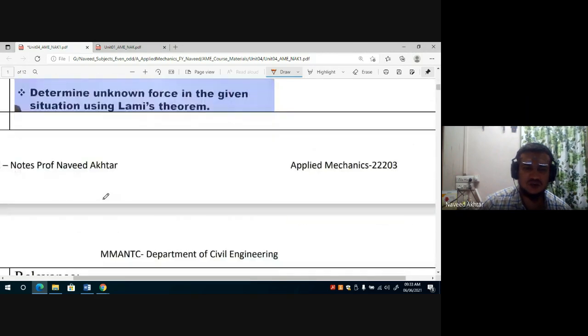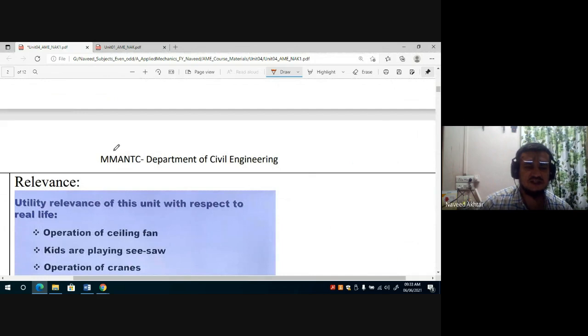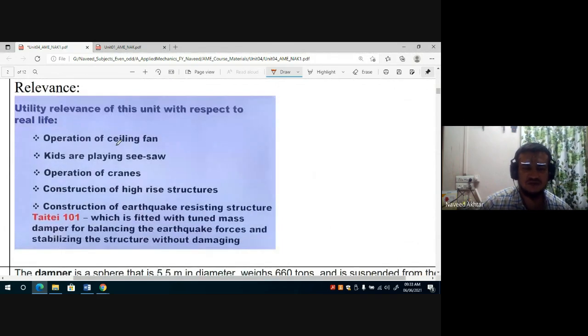Now, what is the relevance of this unit with respect to real life examples? Daily we are watching the operation of the ceiling fan, kids playing seesaw, and operation of the crane. These are the examples of the equilibrium.